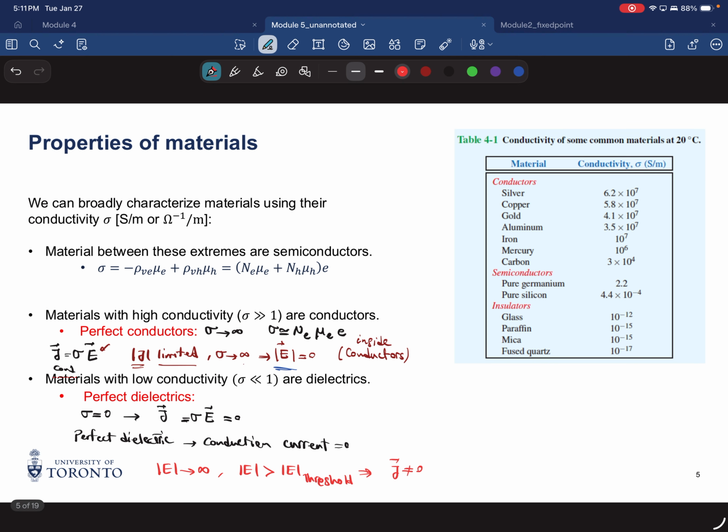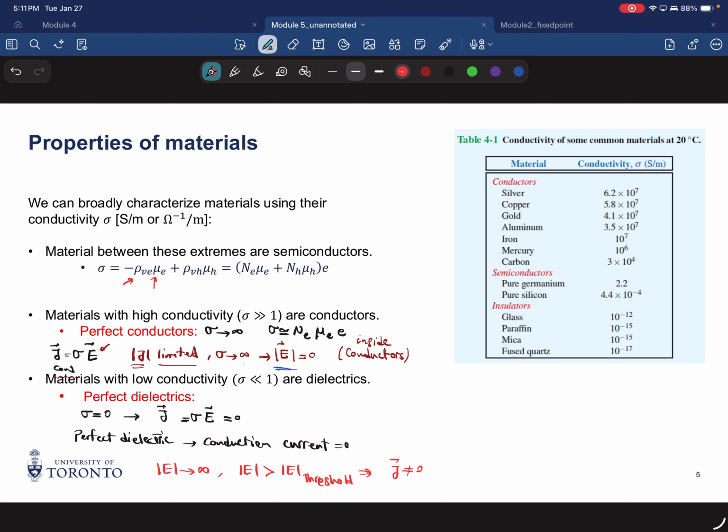We said there are different ways to express the conductivity of a material. You can say what is the volumetric charge density of the electrons, and then how mobile they are. Mu E here is the mobility of the electrons. So conceptually, that makes sense, right? Depending on how many free electrons you have, how mobile they are, how fast they can move, that would tell you how conductive that material is.